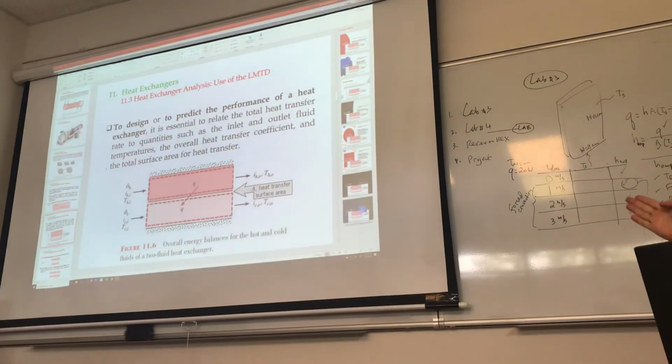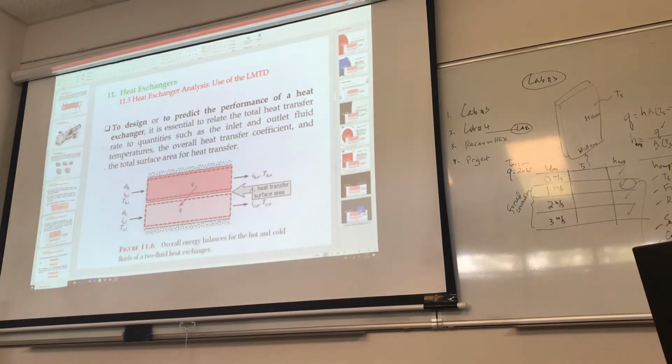Now, to find what delta T is, if you remember, we looked at the energy balance, because the heat that is lost by the hot fluid is exactly equal to the heat that is captured by the cold fluid, okay? Why? Because we're assuming that the outside is all insulated and we don't have any other losses.